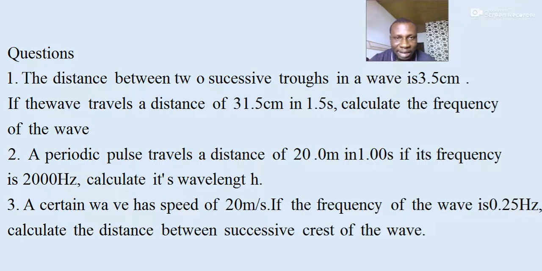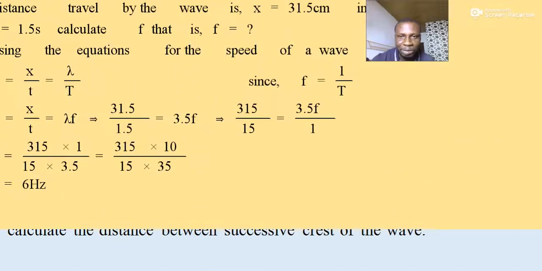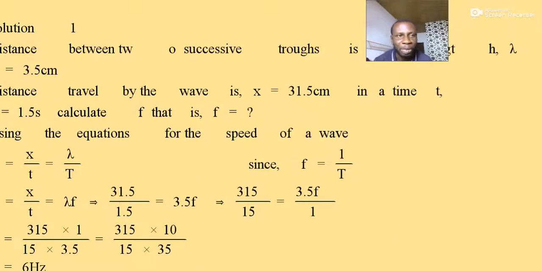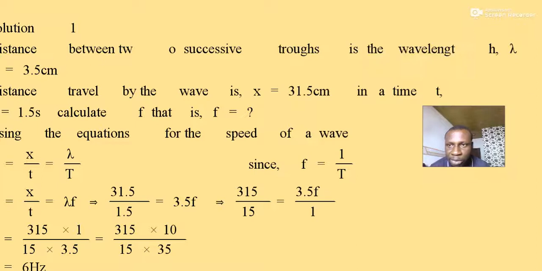Alright, let's see how we can do this problem. Solution 1, as you can see on screen. Distance between successive troughs is the wavelength, and that is 3.5 centimeters.